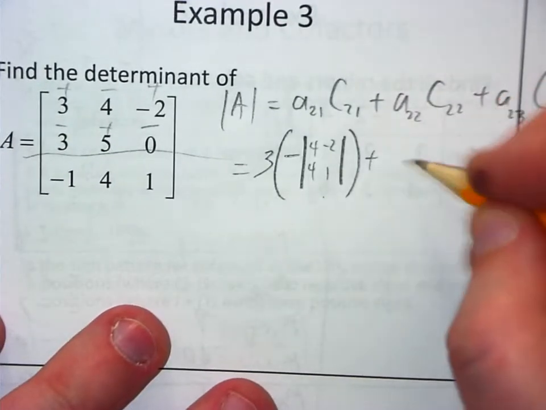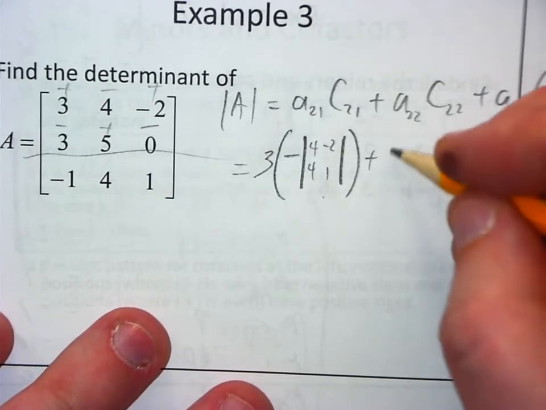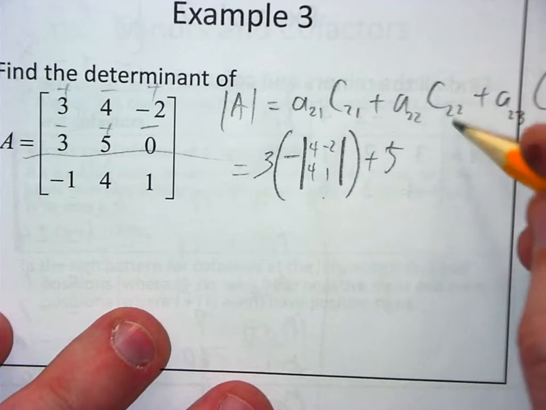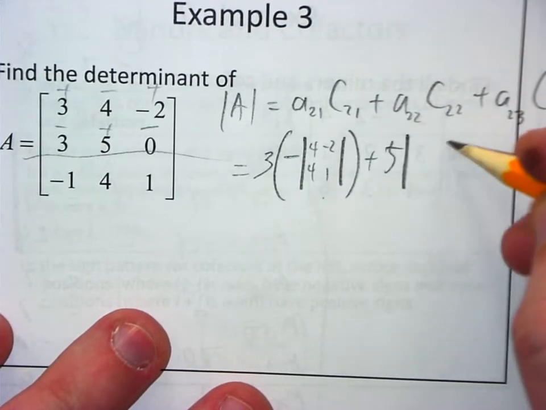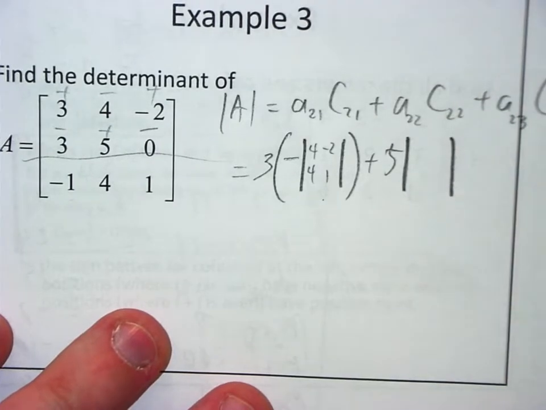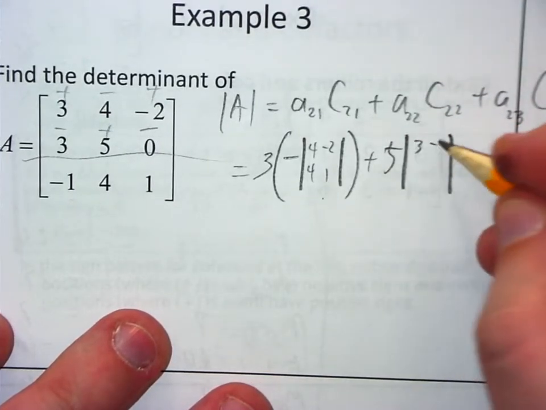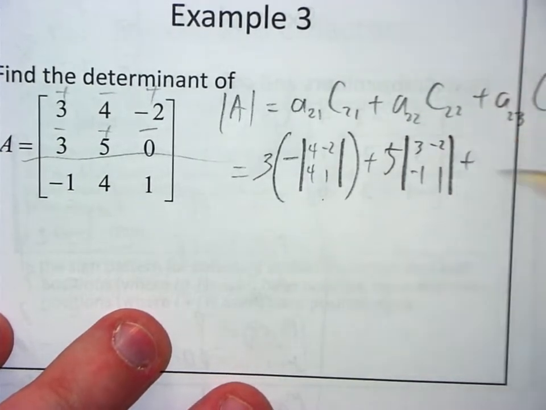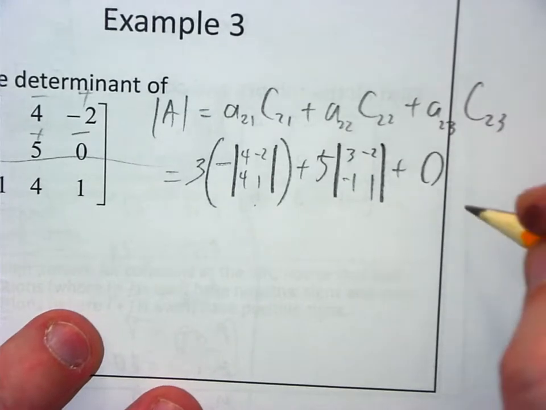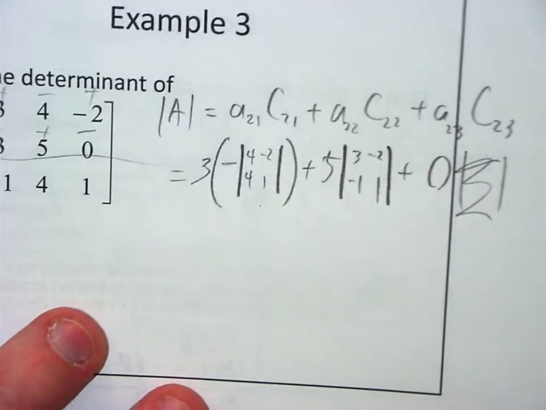So then I'm going to add to that A22, which is what? 5. Now, is C22 going to flip signs? No. So I just need to take it times that determinant. And what numbers are going to go into C22? 3, negative 2, negative 1, 1. Again, plus A23 is 0, right? So do I even care about this? No. It's going to be 0 no matter what it is.